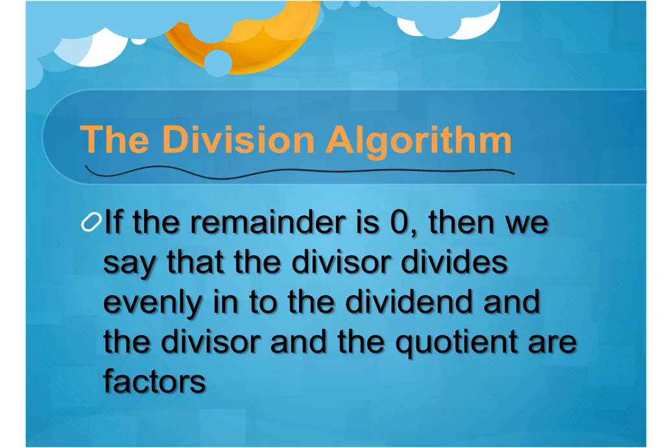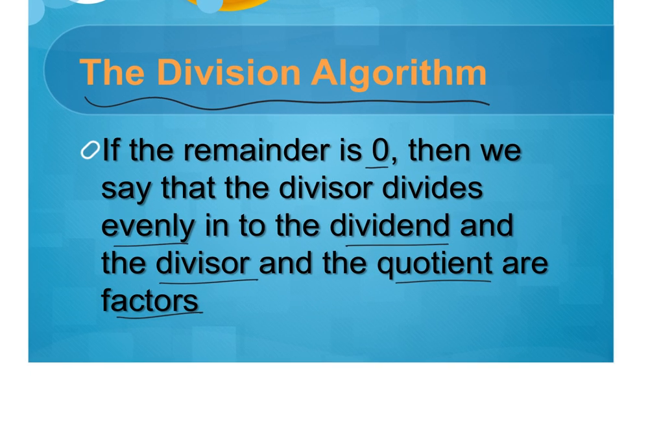The division algorithm is a fancy name for saying if the remainder is 0, then we say the divisor divides evenly into the dividend, and the divisor and the quotient are factors. Basically, if our remainder is 0, then what we divided by is a factor of what we divided it into. So if we want to know if something is a factor, we would divide by it, and if the remainder is 0, then we would say it is a factor.